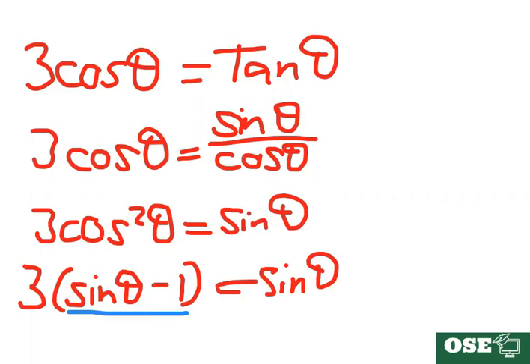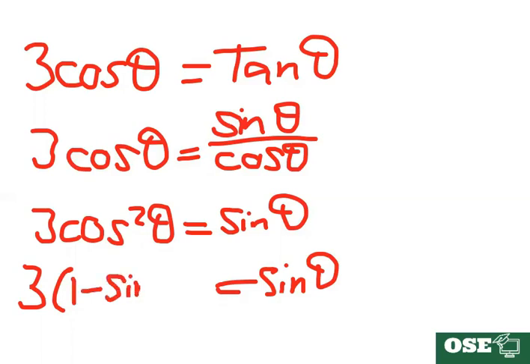So what is cos squared theta going to be? 3 open brackets 1 minus sine squared theta. Correct. You can carry on.